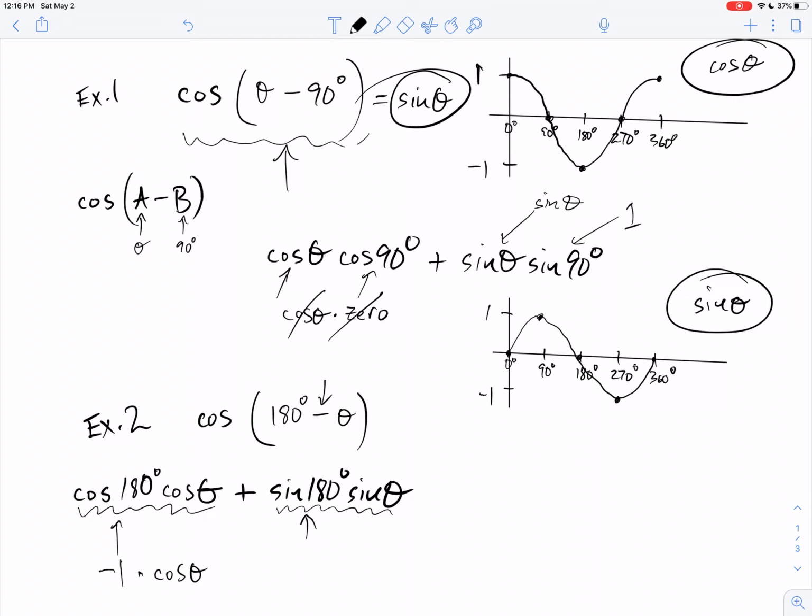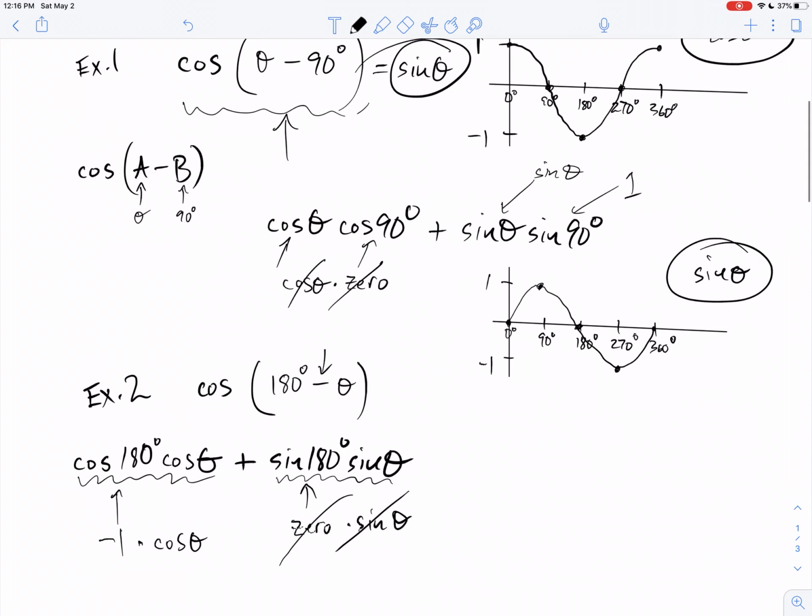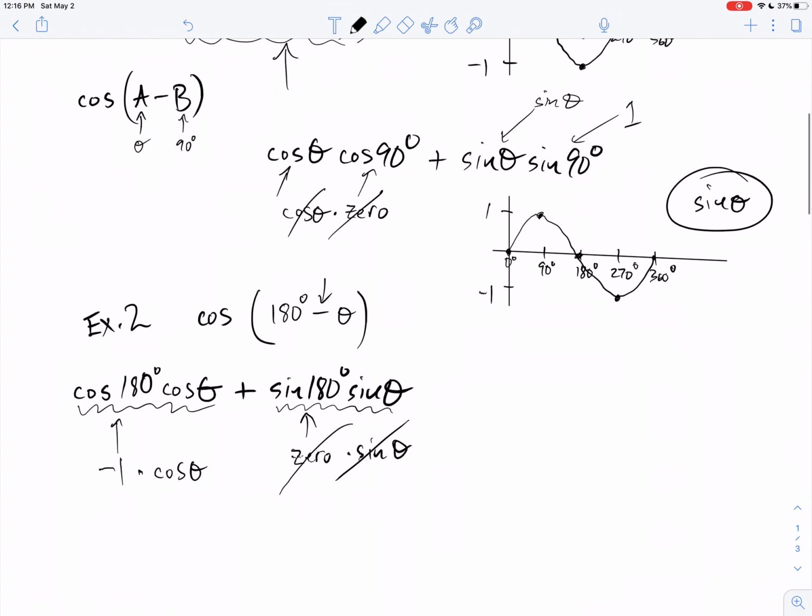Plus, now look at our reference graph for sine. The sine of 180, where does it cross the x-axis? Oh, right there at 180. So that's 0 times sine theta. So guess what? These guys, 0 times anything, you're gone. So what's the answer they're looking for in this problem? Negative cosine theta. That's the answer they want.